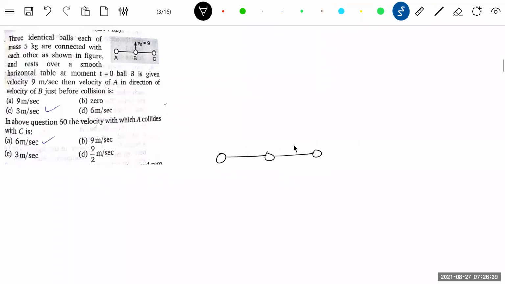Three identical balls A, B, C are lying on a smooth horizontal surface, and ball B is given velocity V0. What about the other balls? They are at rest. We are projecting B, and these are the strings. They are just taut, you can say.